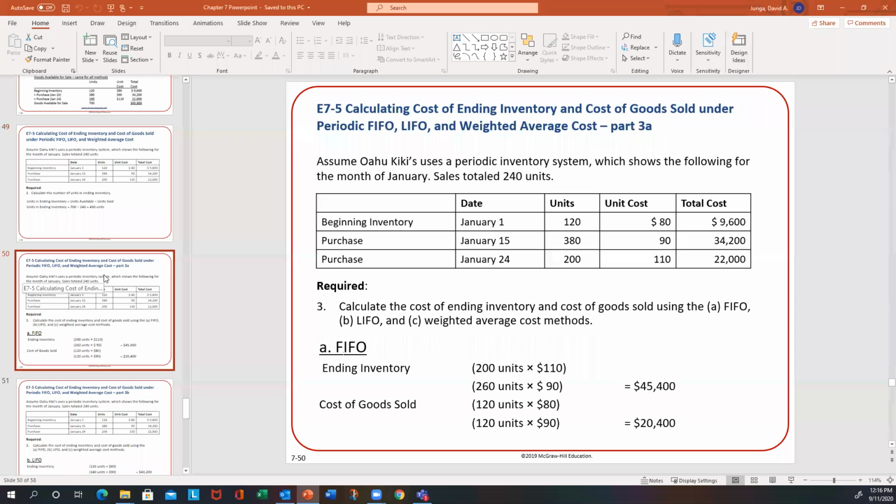All right. So first one, again, is under the FIFO method. So again, they sold 240 units. So we know for the cost of goods sold purposes, we take 120 at 80. They're showing you that one right there. And then you need another 120 units out of this cost pool. And that would be at 90. Add those together, you get 20,400 as cost of goods sold. Ending inventory, what's left over would be that 200 at 110, which is right there. And then you still have 260 units left out of 380 at 90 bucks per unit would give you ending inventory of $45,400.